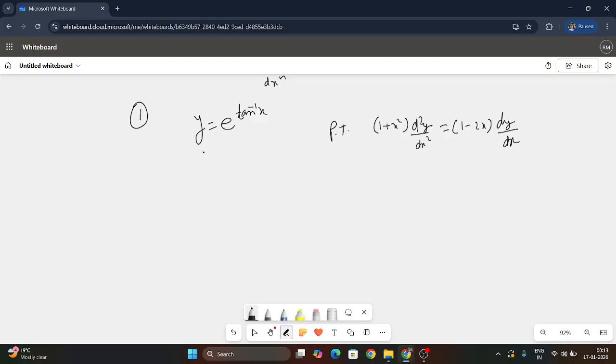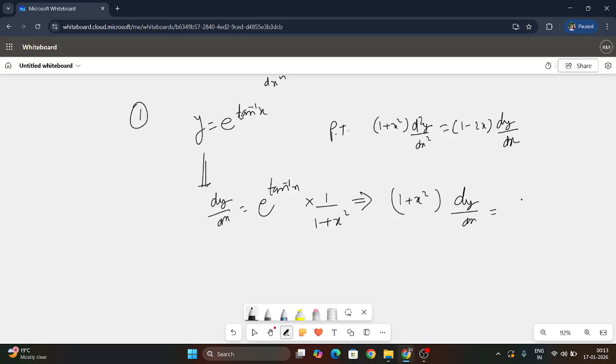First we have to differentiate it. Differentiating once, dy by dx is equal to e to the power tan inverse x, and the differentiation of tan inverse x is 1 by 1 plus x square. Very simple. Now don't differentiate further, just cross multiply, and you will get (1 plus x square) dy by dx equal to e to the power tan inverse x. So this is what you have.